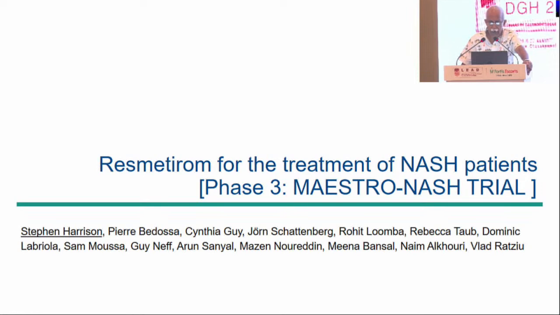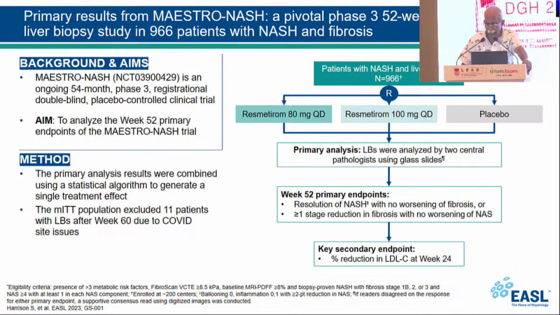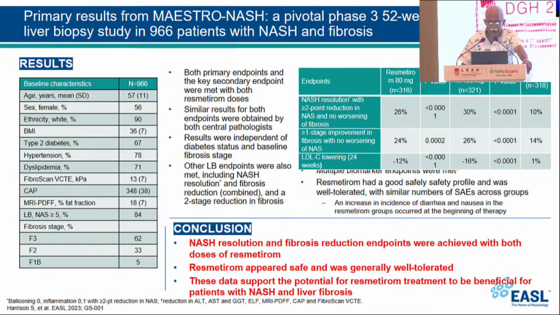These are some of the new molecules. These are from the best of EASL. I'll just talk about four molecules. Now, resmetirom is there. It is in the phase 3 phase. All the big people are there. Stephen Harrison, Arun Sanyal, and this has shown NASH reduction and fibrosis reduction endpoints were achieved with both doses of resmetirom. And this appeared safe and was generally well tolerated. These data support the potential for this treatment to be beneficial.